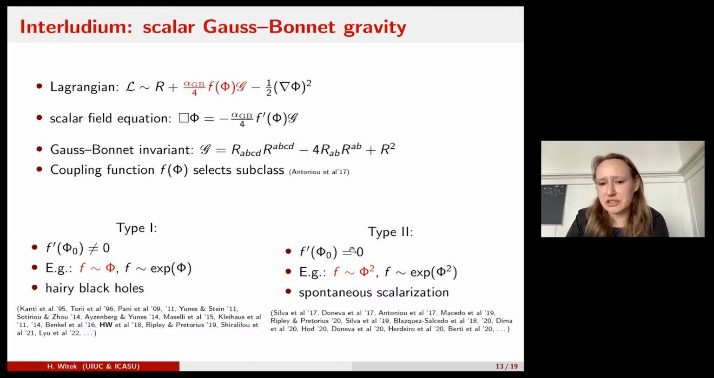However, because of the form of the coupling function, you again can have scenarios where you develop an effective mass term here. And as we've seen for the neutron stars, you may have scenarios where the black holes become spontaneously scalarized because the scalar field might grow through a tachyonic instability. Okay, so with that all laid out, let's start looking at this first type here.